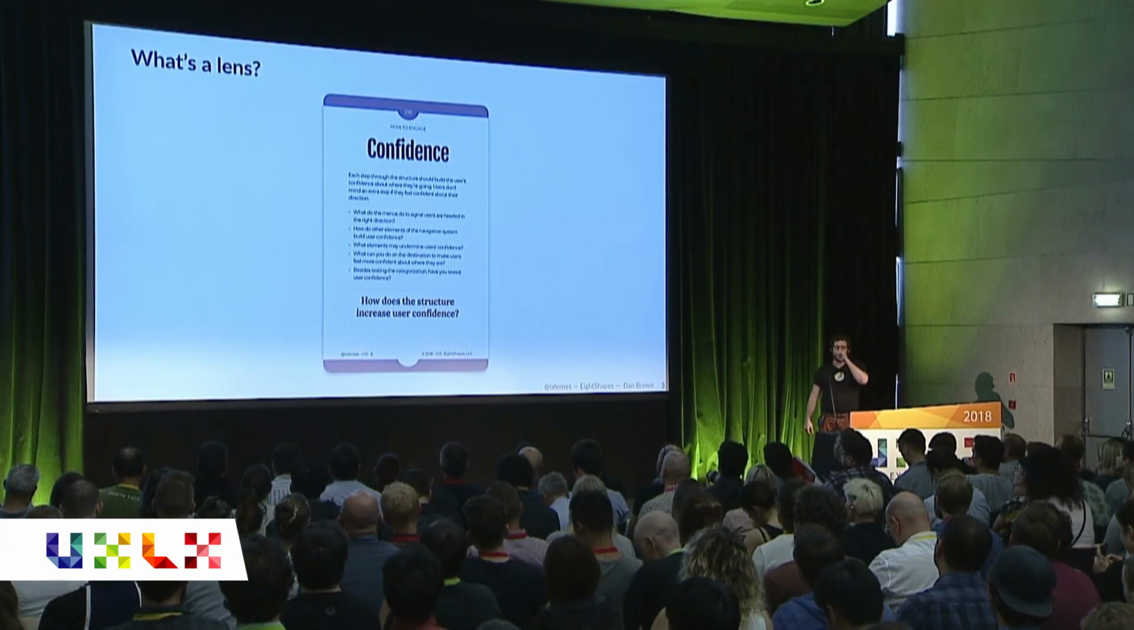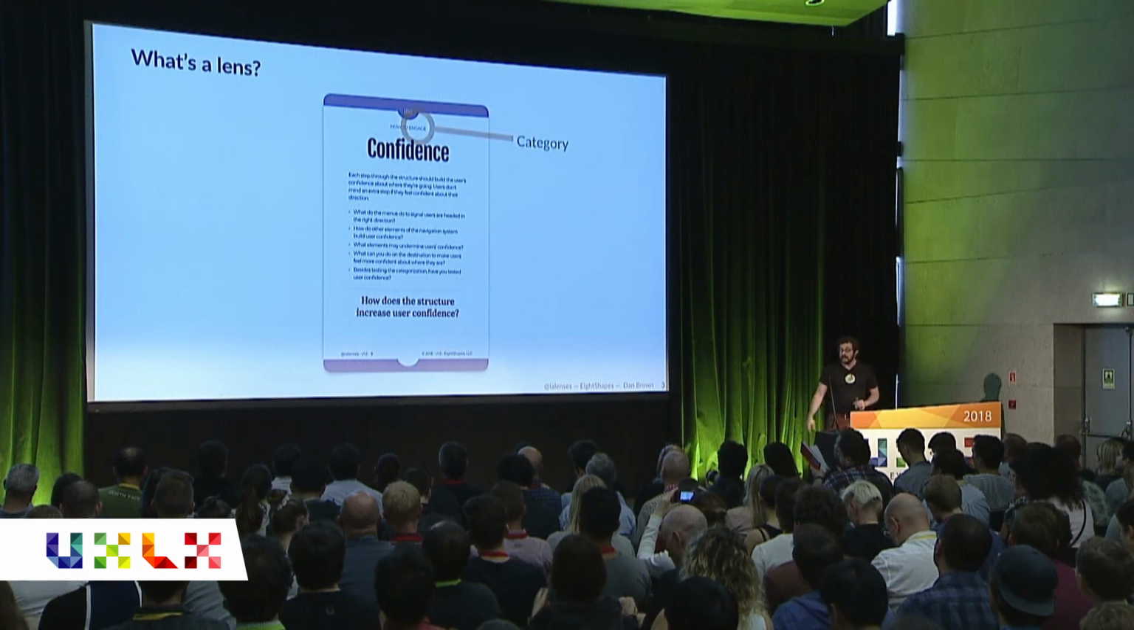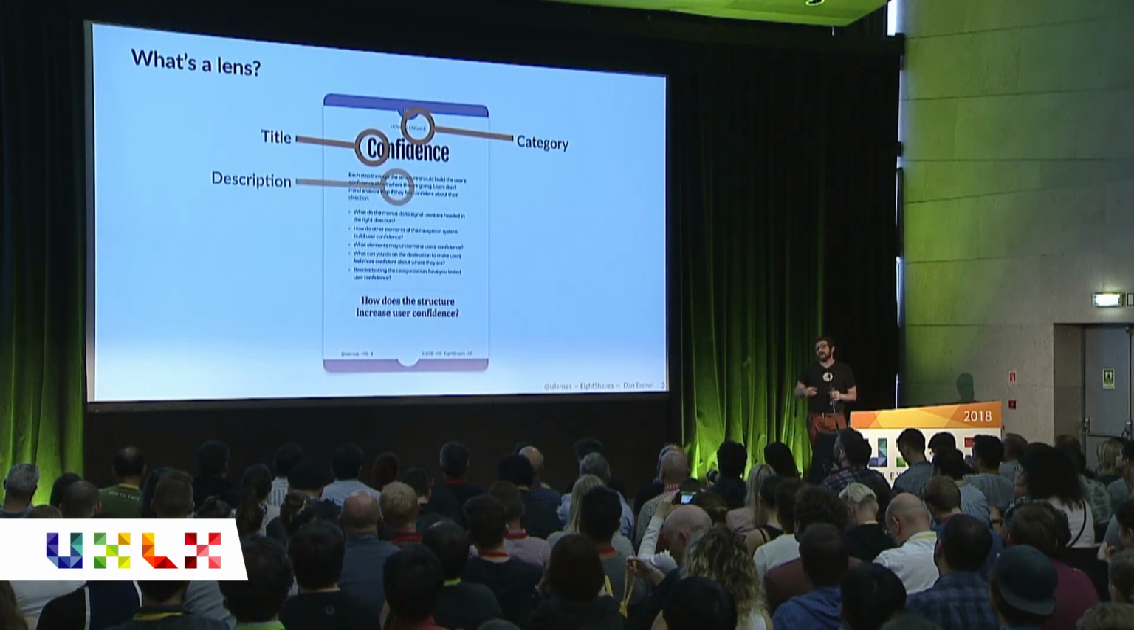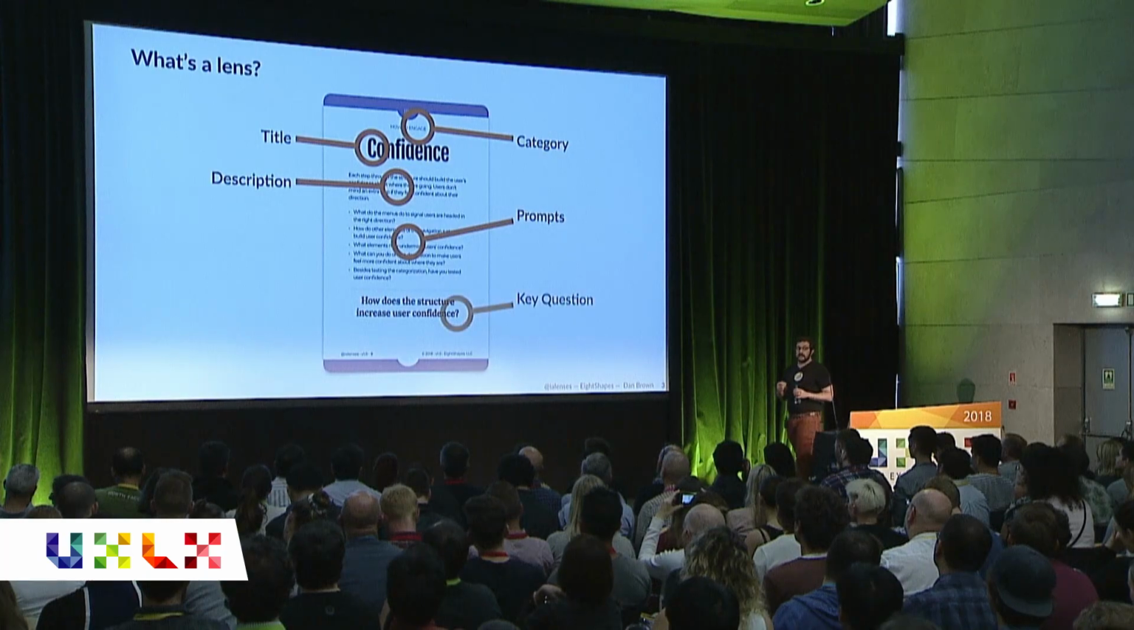All right, so what is a lens? A lens has several different parts. All of these are meant to aid the practicing UX designer or information architect, and I will get into these parts in more detail in a second.